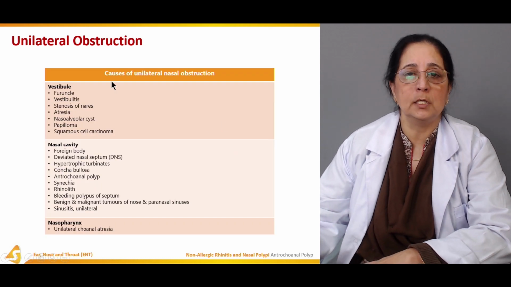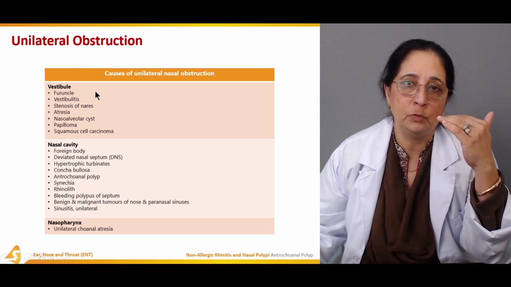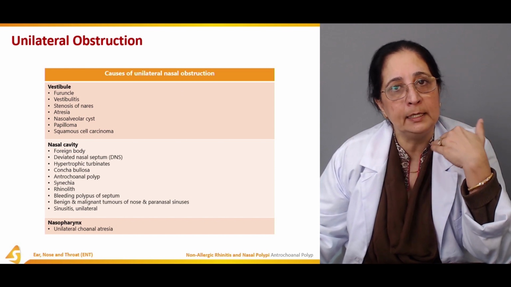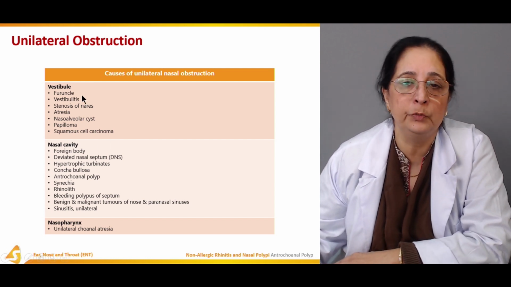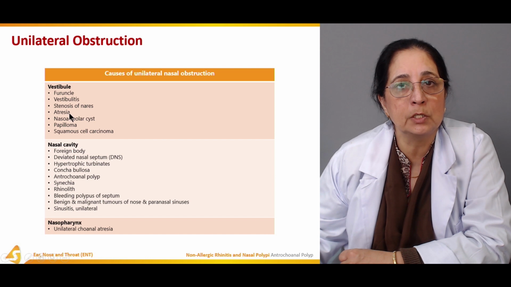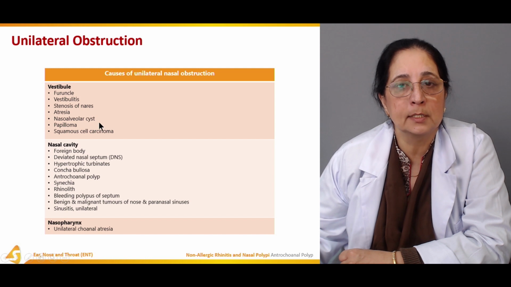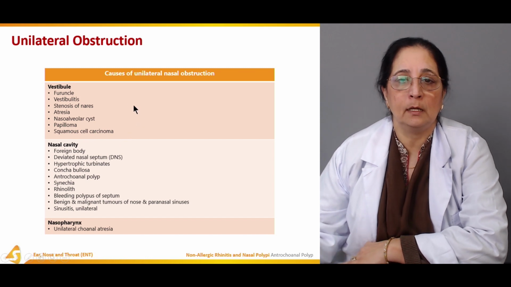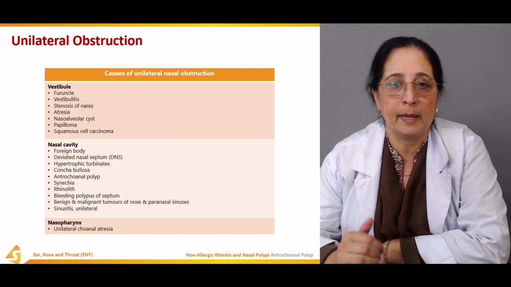What are the causes of unilateral nasal obstruction? We divide them into the causes in the vestibule, in the nasal cavity, and then in the nasopharynx. Causes of unilateral obstruction in the vestibule are furuncle, vestibulitis, stenosis of nares, atresia, nasoalveolar cyst, papilloma, squamous cell carcinoma. All these are the causes of unilateral nasal obstruction in the vestibule.